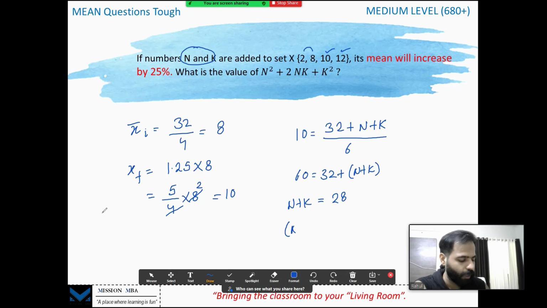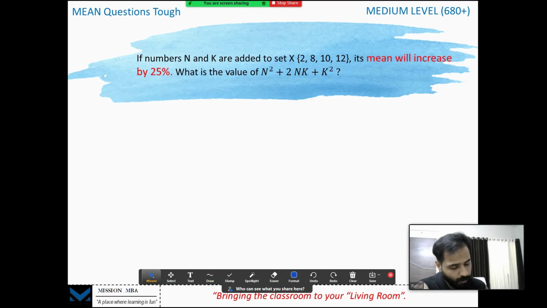Now you're looking for n plus k whole square. Now I recommend that you learn squares from 1 to 30. Sometimes very handy. Otherwise you will be a little slow. So 28 square. Any idea, guys? Alright. So it's simply 784. And that is the answer. So if you know it, perfect. If you don't, please learn the squares of 1 to 30. I hope the question is clear. Let's move to the next question.